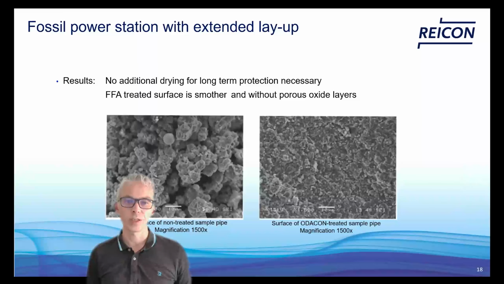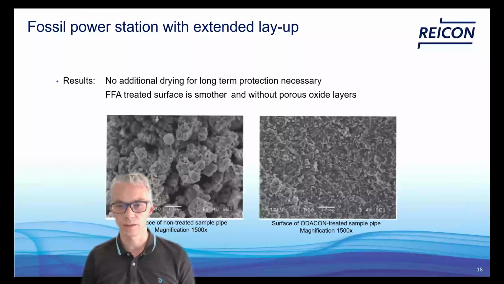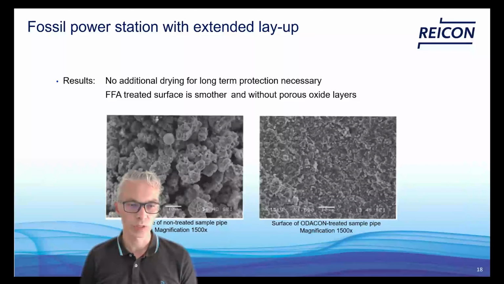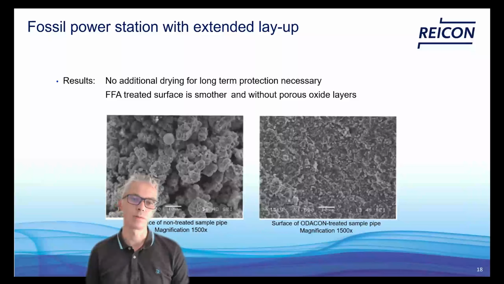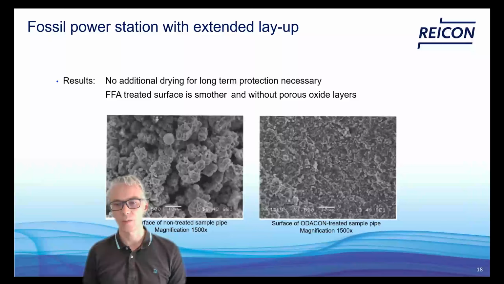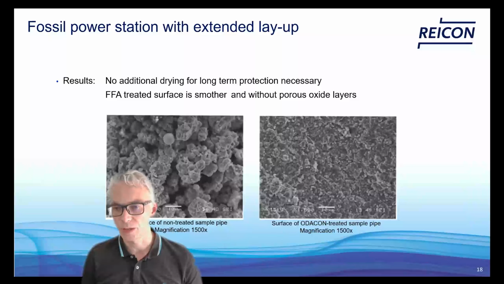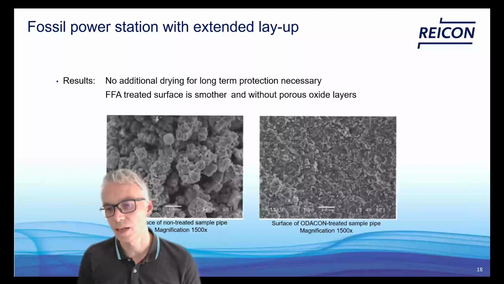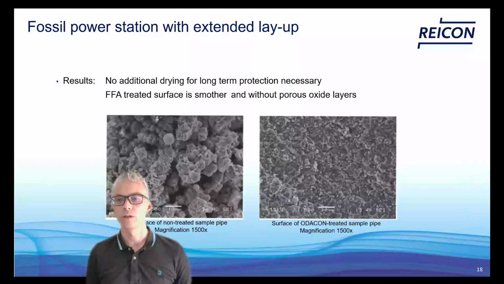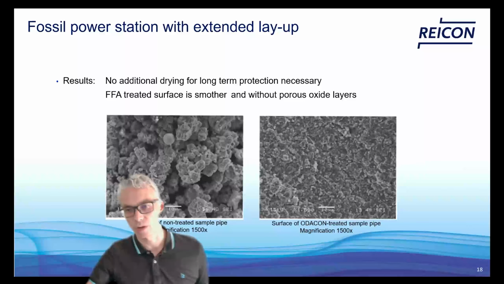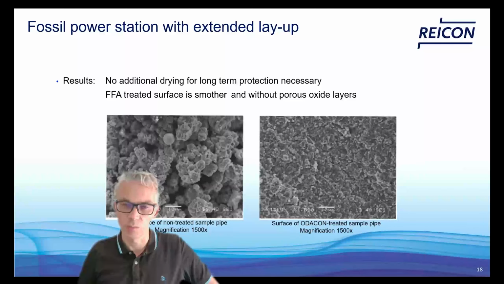And also what we see is that there was a change in the magnetite layers, because there were some pipes cut to see the effect. Before the treatment, there was a very rough and porous magnetite surface on the piping. And after the treatment, the magnetite layer was very thin and very homogeneous, so that there is not only an effect through the layering of the FFA, but also by a change and adjustment of the magnetite layer and formation on the heating pipes.